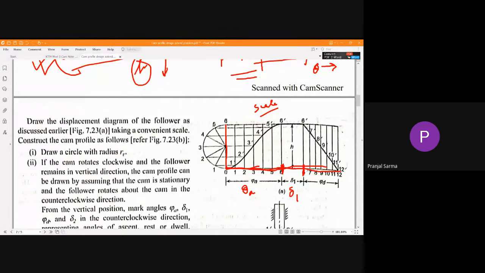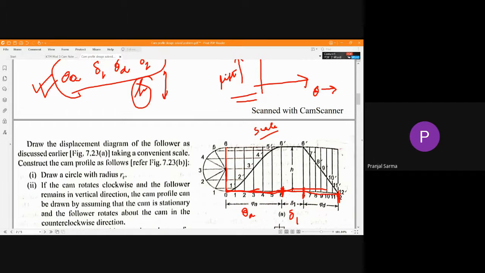From here, according to that particular scale, 100-degree will be 100 by 30, whatever 3 point something it comes to, and here you will mark it. Once again, depending on the lift, along the y-axis also you'll consider it judiciously as per the given value. Follow the way you draw the displacement diagram, and here theta a ends. We'll complete this rectangle for delta 1, the first dwell.